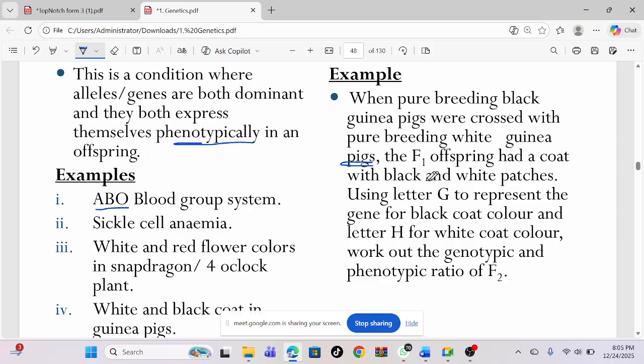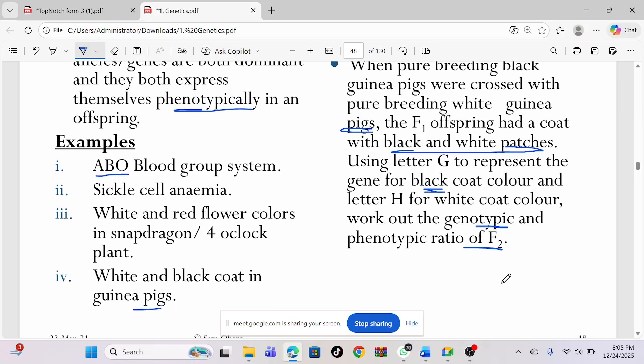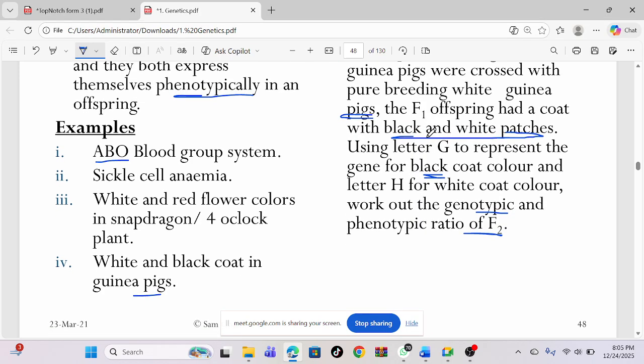The F1 offspring had a coat with black and white patches. So all of them express themselves. They have black and they have white. Using letter G to represent the gene for black coat, and letter H for white color, work out the genotypic ratio of the F2. Know that it is F2, not F1. You cannot do F2 before you get F1. So you must get F1. F1 is the first generation.